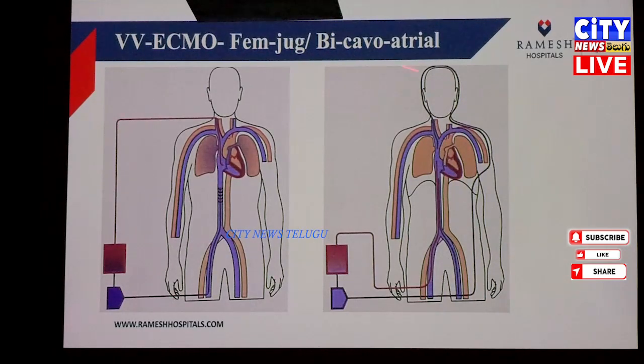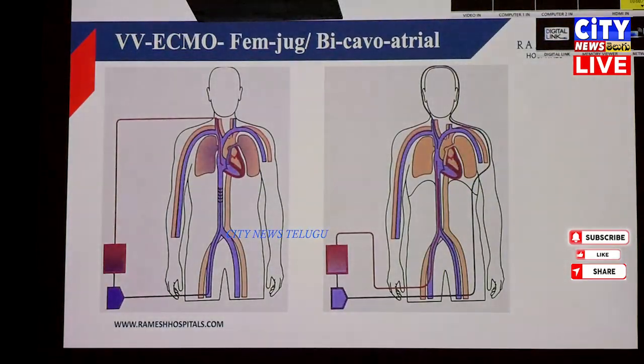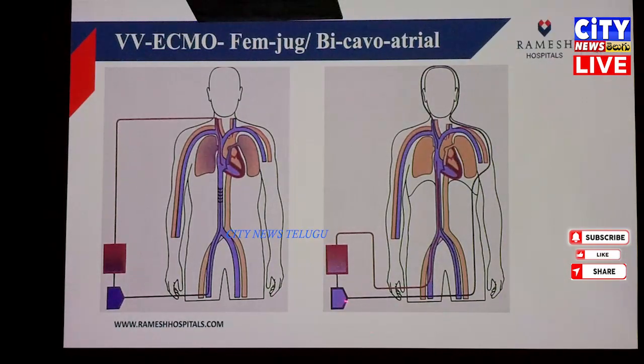So in that, you go for what is called bi-cavo-atrial. You cannulate the SVC, take blood from the SVC, take blood from the femoral vein, and return both. So this is the Y connection. See, this is the venous side. You see, this is the Y connector. One is draining from the femoral vein, one is draining from the SVC.